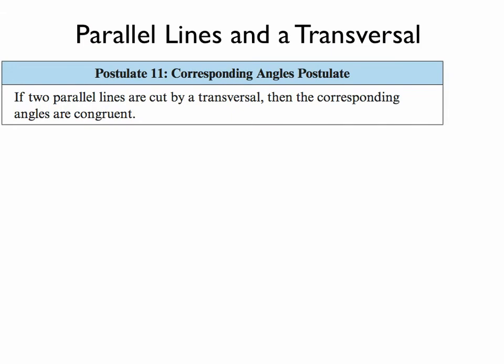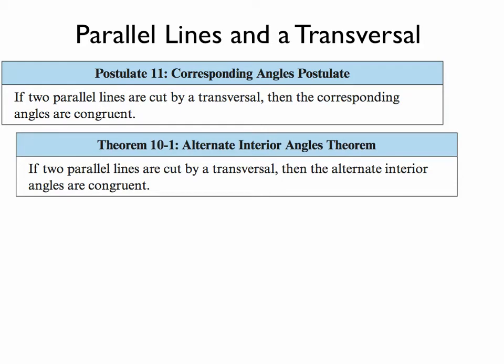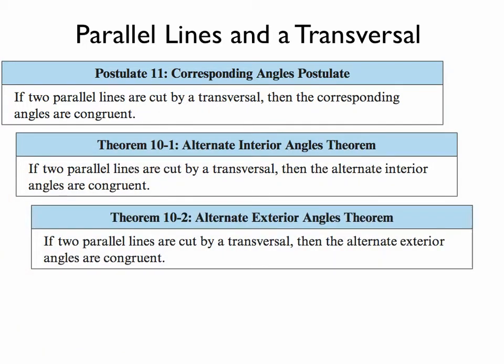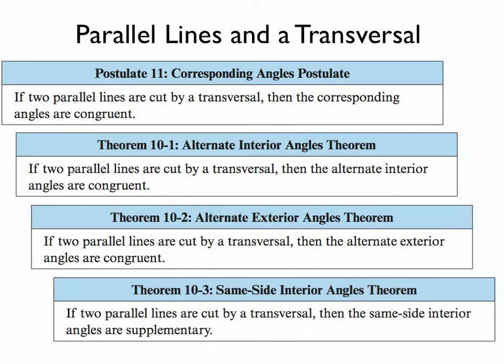So there is a postulate that we're going to assume is true. If two parallel lines are cut by a transversal, then the corresponding angles are congruent. And from there we could prove this one. If two parallel lines are cut by a transversal, then alternate interior angles are congruent. Also, alternate exterior angles will be congruent if the lines are parallel. And finally, if the lines are parallel, same side interior angles, careful, will be supplementary. That is, they will add together to equal 180 degrees.